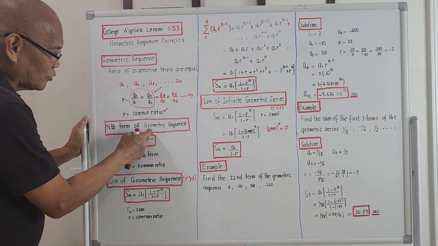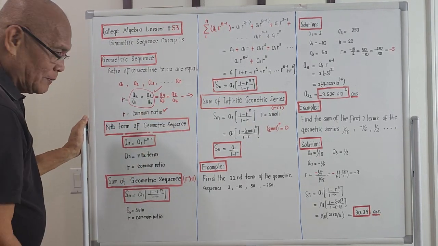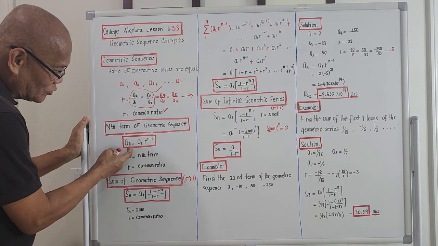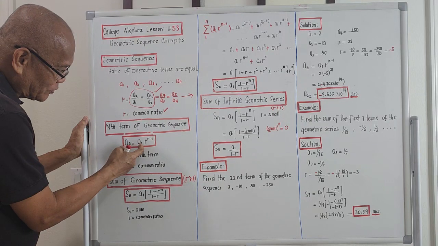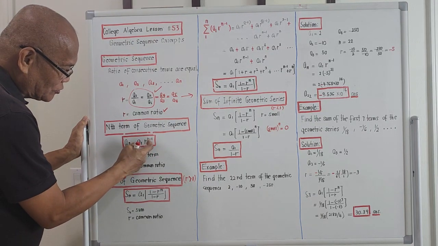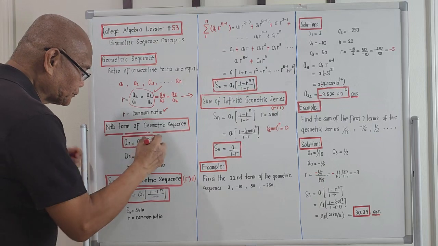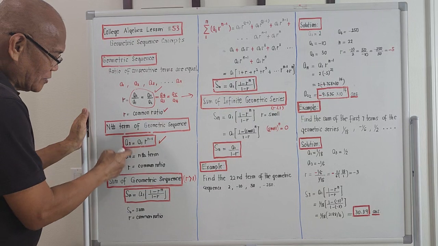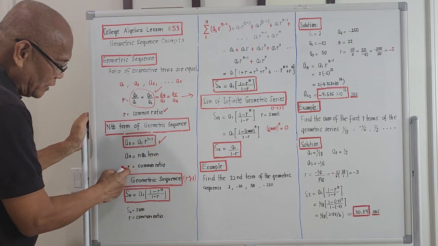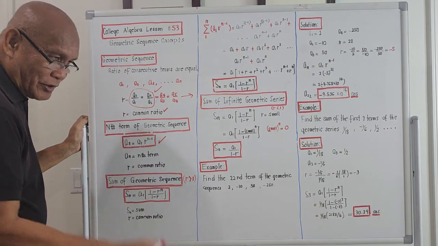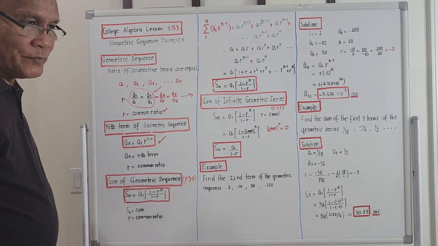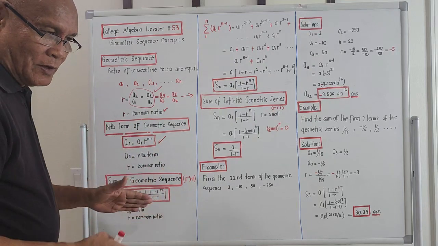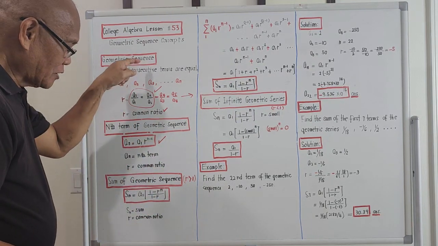So nth term of a geometric sequence or geometric progression, A sub n, small letter a with the subscript n, this should be equal to small a with the subscript 1 times r raised to n minus 1. This should be the formula. Where A sub n is actually the nth term and r is the common ratio, considering a geometric sequence of numbers. So this will not be applicable to arithmetic sequence. This formula is only used for geometric sequence.